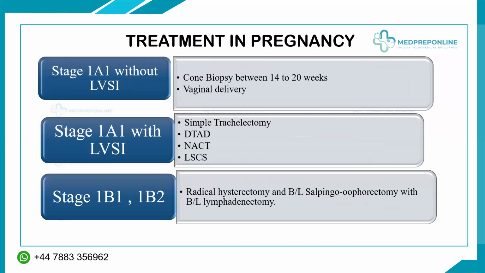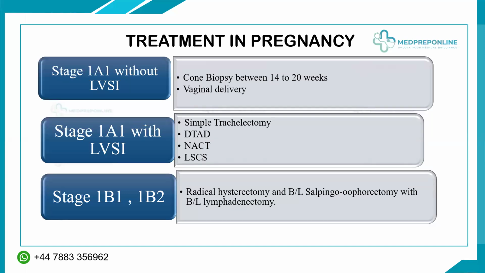Now coming to treatment in pregnancy, initial stages like stage 1A1. If you apply your logic, it's understandable that in initial stages you may be able to conserve the cervix and the uterus. So stage 1A1, but there is no lymphovascular space invasion, right? The tumor cells are not invading the lymphatics or the vascular channels. Then you can do a cone biopsy, which is usually done between 14 to 20 weeks of gestation.